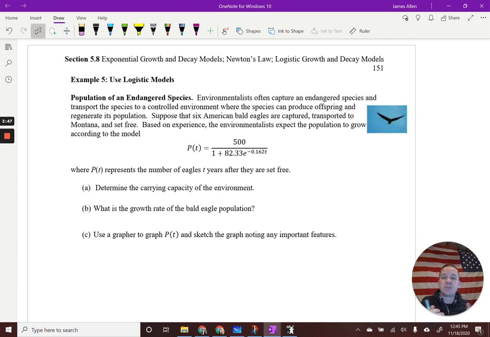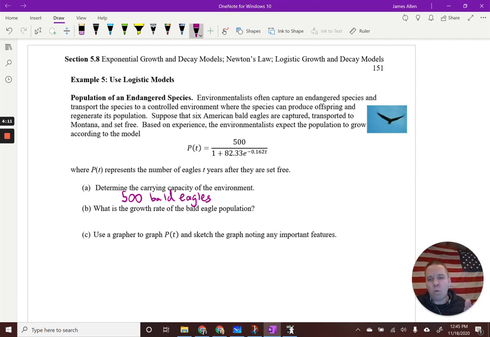Okay. So it says determine the carrying capacity of the environment. Well, we know that the value C up in the numerator, 500, would be the carrying capacity. That's what they're saying is the biggest population we're going to get of those bald eagles. It's not going to go above that. Okay, so 500 American bald eagles.